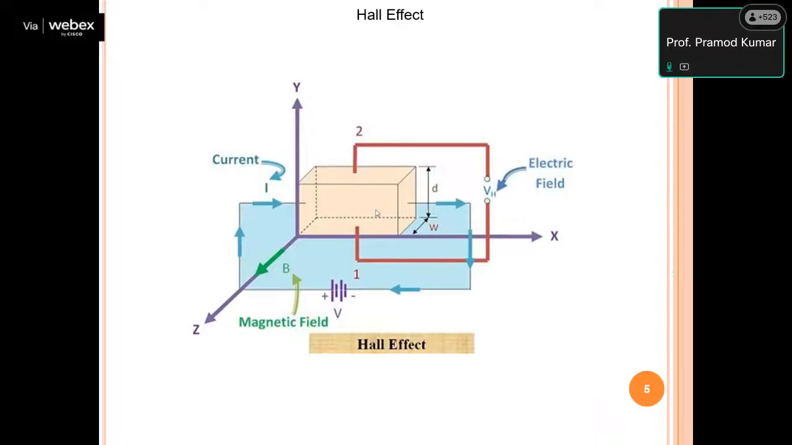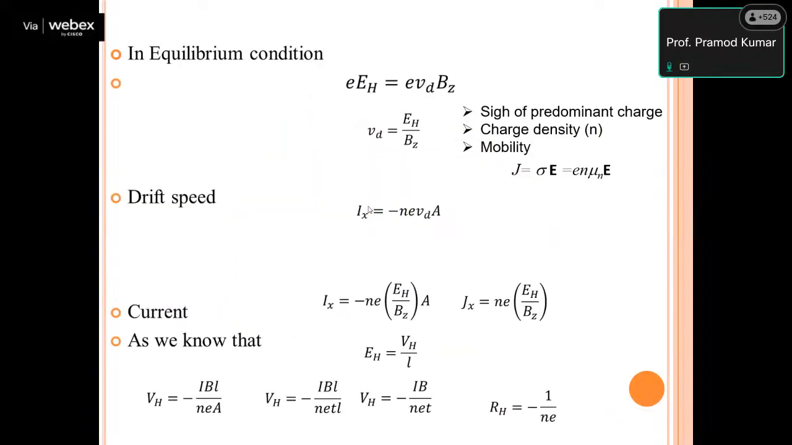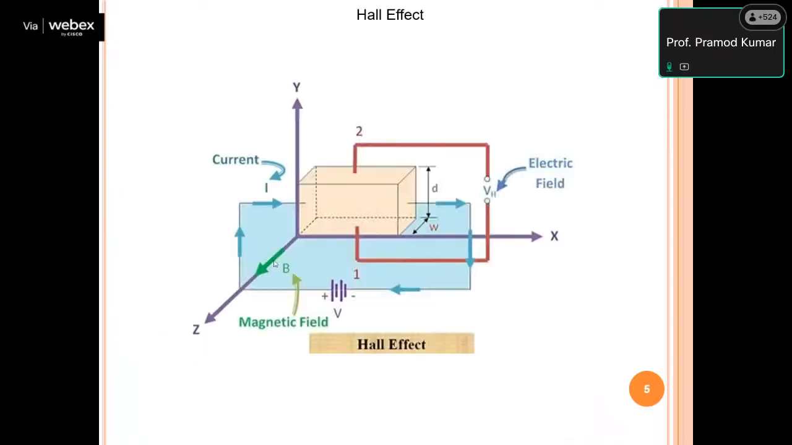So basically what happened here? Let's understand that the current is flowing in this direction, and the magnetic field is applied along the z direction. So one Lorentz force develops here. The Lorentz force is F equal to qV cross B. We can easily write that expression.